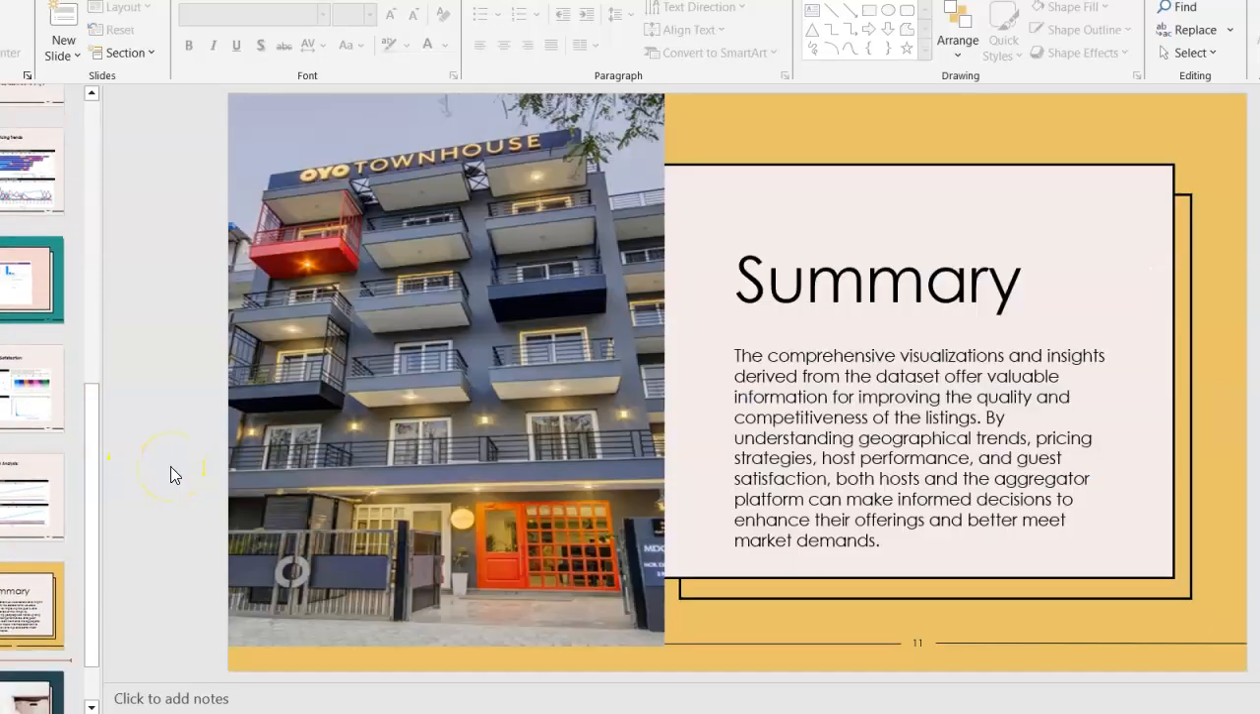So, to conclude, the comprehensive visualizations and insights derived from the dataset are valuable information for improving the quality and competitiveness of the listings. By understanding geographical trends, pricing strategies, host performance, and guest satisfaction, both hosts and the aggregator platform can make informed decisions to enhance their offerings and better meet market demands.